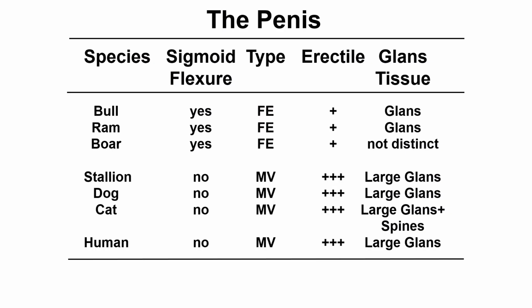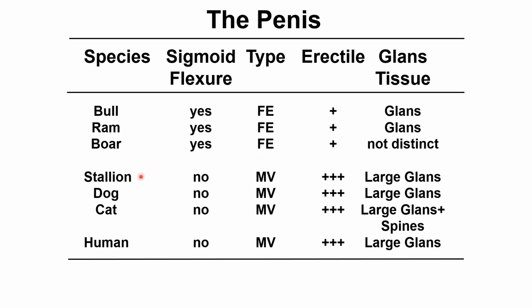This is a comparison of the penis of the different animals according to the presence of the sigmoid flexor, the type, the presence of the erectile tissue, as well as the glans tissue. The bull, the ram, and the boar, of course, have a fibroelastic type of penis, and it also has the presence of the sigmoid flexor. In terms of the erectile tissue, not much. And for the boar, the glans tissue is not that distinct.